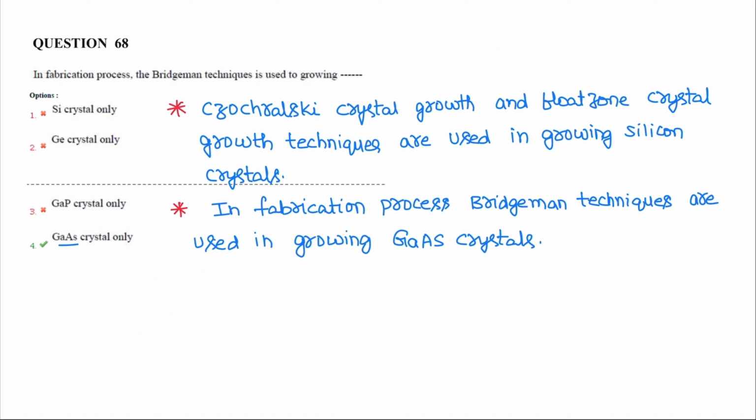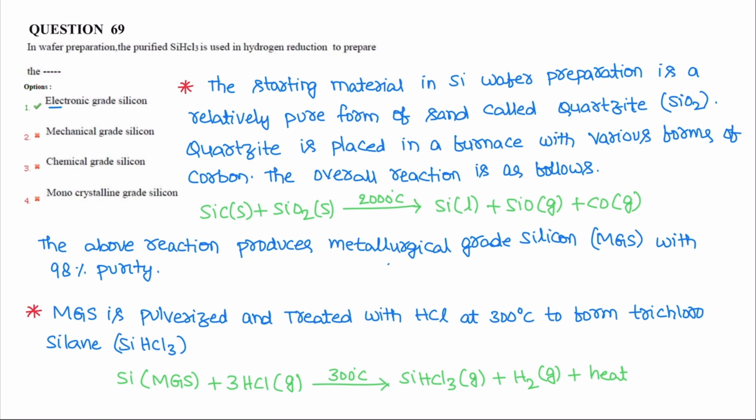Question number 68. In the fabrication process, the Bridgman technique is used to grow gallium arsenide crystals. So this Bridgman technique is used to grow the gallium arsenide crystals, whereas Czochralski method and float zone crystal techniques are used in growing silicon crystals. For growing silicon crystals, float zone technique or Czochralski technique, whereas for growing gallium arsenide crystals, Bridgman technique. Correct option is 4.